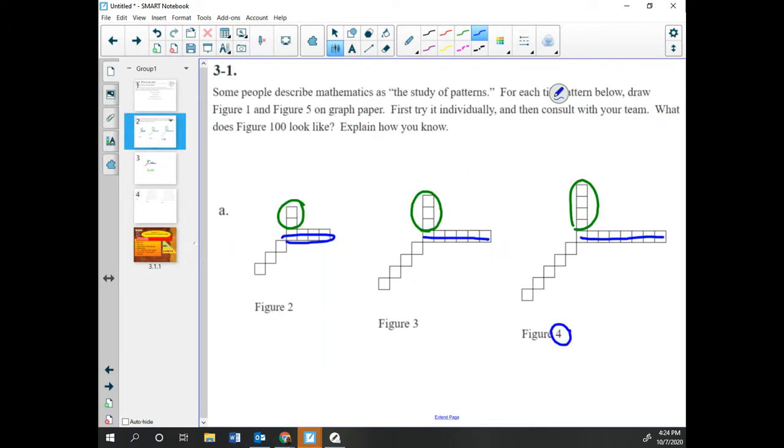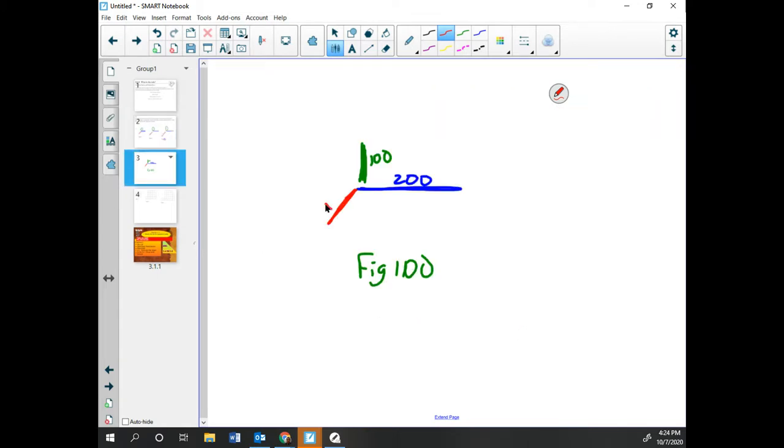And then the last part is this tail right here. Figure 2 has 3, figure 3 has 4, figure 4 has 5. So that means figure 100 should have 101. Okay, and if you put those all together, you should have 401 tiles. Cool. Did that make sense? Were you able to follow that pattern? I hope so. Because now I want to try you doing the same thing.